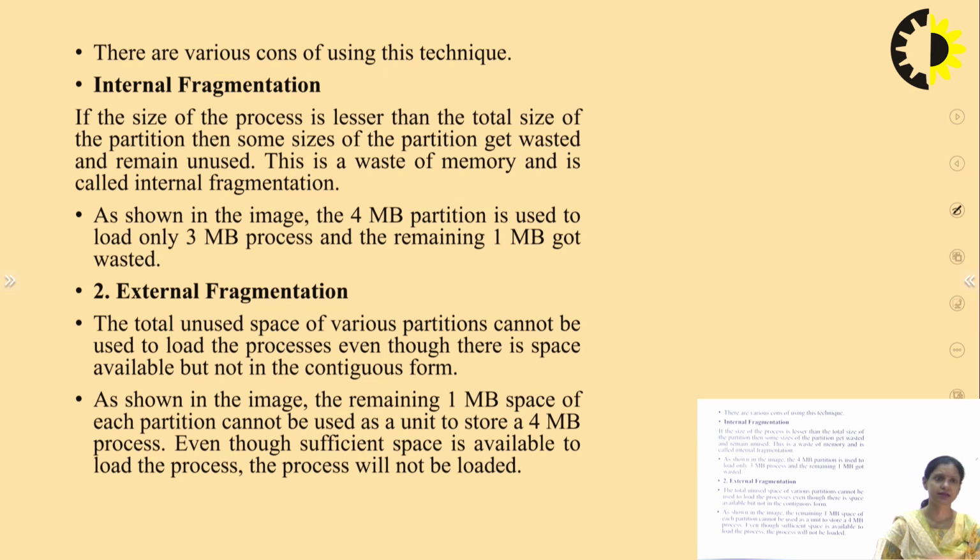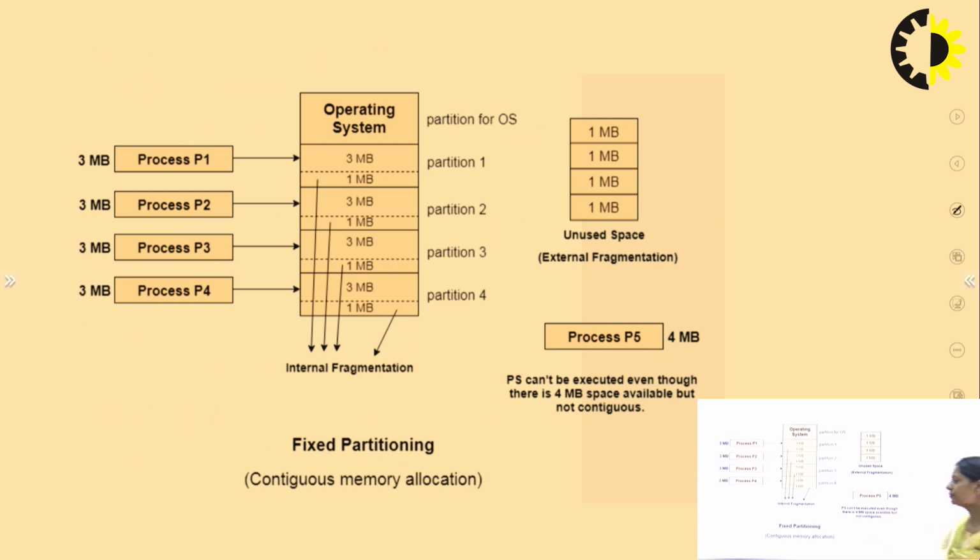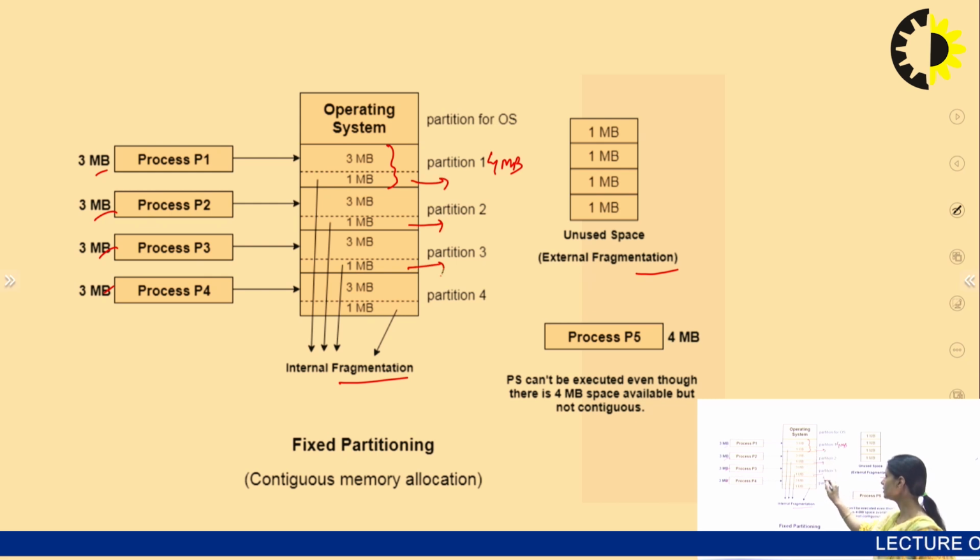Now coming to external fragmentation, the total unused space of various partitions cannot be used to load a process, even though we have some space available, because it is not in contiguous memory. This is an example of internal and external fragmentation. We had equal sized partitions of 4 MB, wherein all the processes that entered the system were of size 3 MB. When these processes entered the memory, there was an internal fragmentation where 1 MB of space was unused and left behind when the 3 MB process entered.